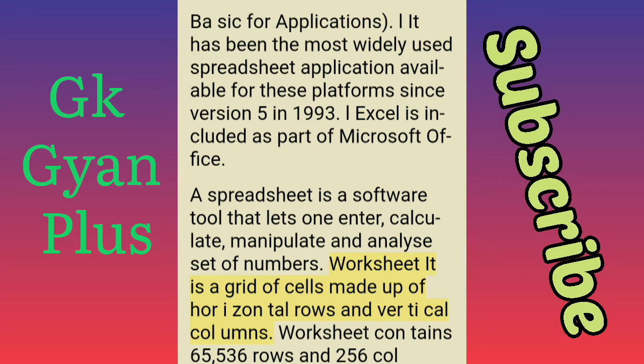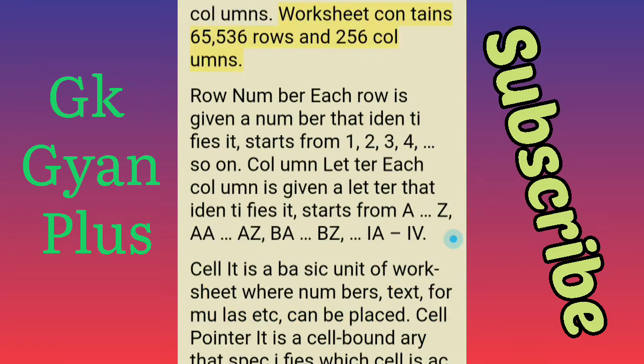Worksheet: it is a grid of cells made up of horizontal rows and vertical columns. A worksheet contains 65,536 rows and 256 columns. Row number: each row is given a number that identifies it, starting from 1, 2, 3, 4 and so on. Column letter: each column is given a letter that identifies it, starting from A to Z, AA to AZ, BA to BZ, up to IV.